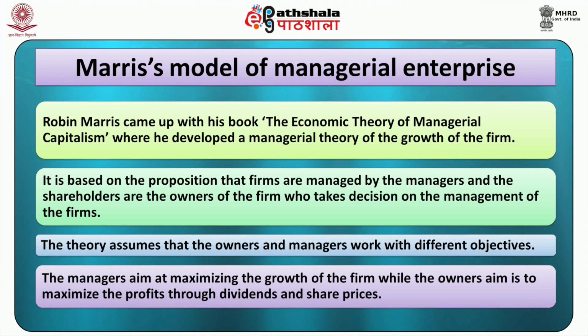The managers aim at maximizing the growth of the firm, while the owners' aim is to maximize the profits through dividends and share prices. The owners, by purchasing a share or the ownership rights in the firm, have the right to receive future dividend payment. In case the managers opt for high growth rate for the firm, they will need to create more demand and come up with new products.